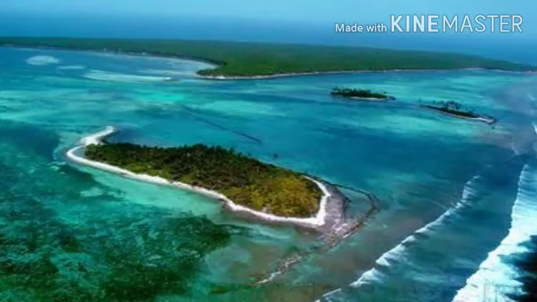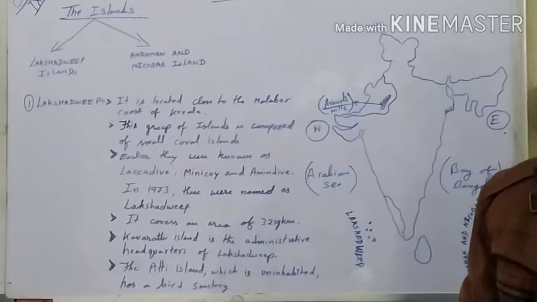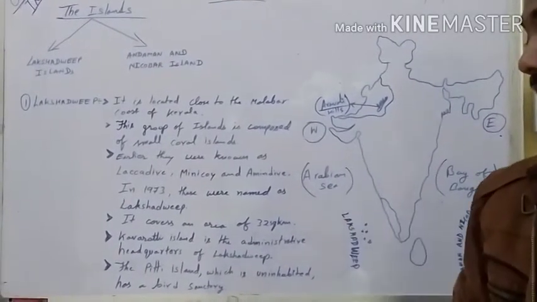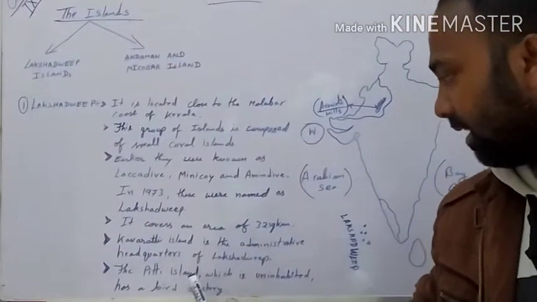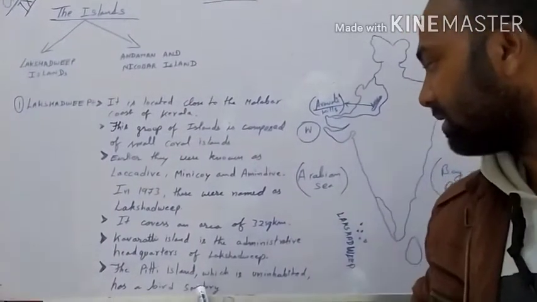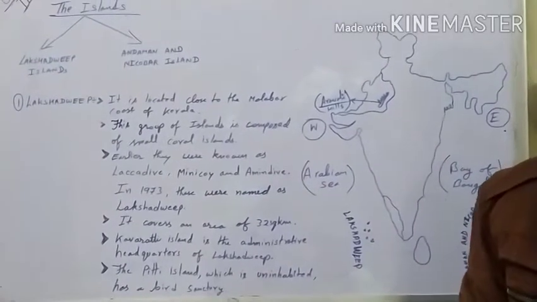Okay, the Kavaratti Island is the administrative headquarters of the Lakshadweep, and it is also the capital city of the Union Territory, that is Lakshadweep. Okay, now the next point is the Pitts Island, which is uninhabitable, has a bird sanctuary. Uninhabitable means it is not suitable for living.